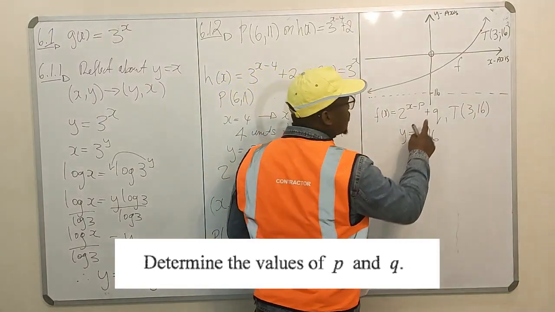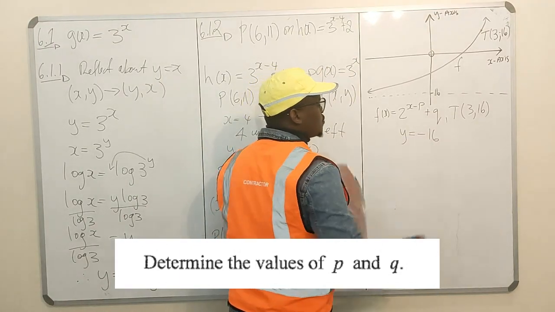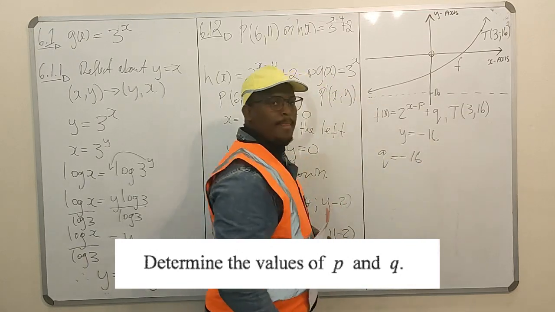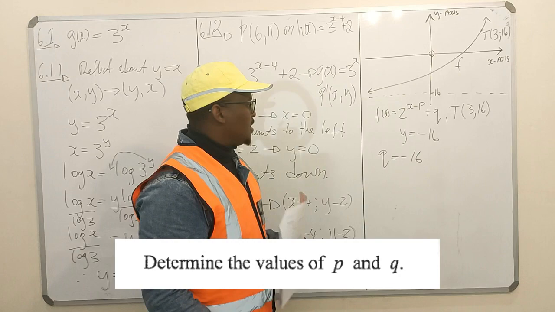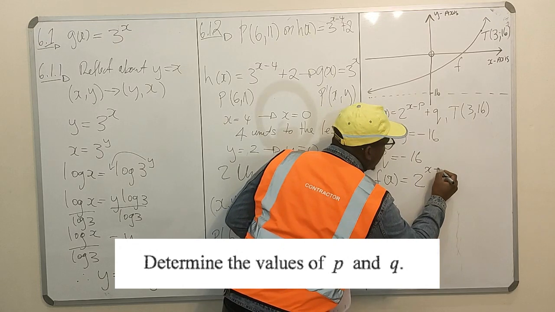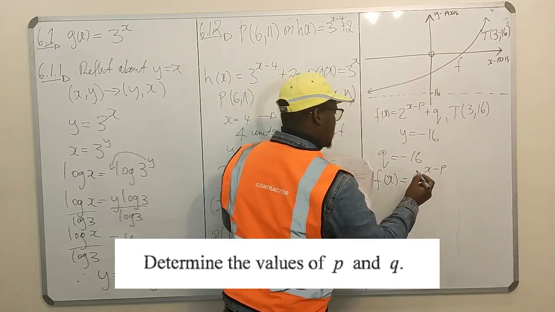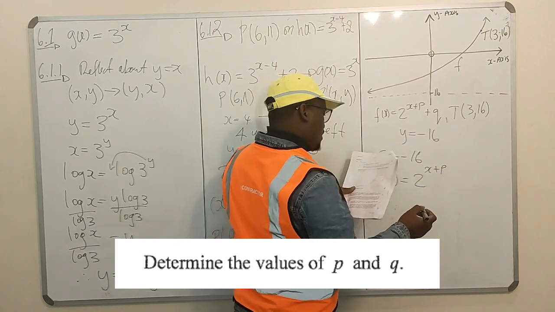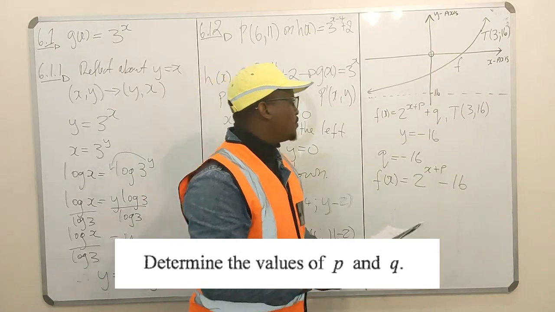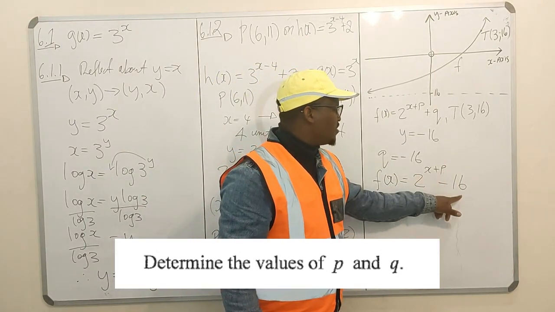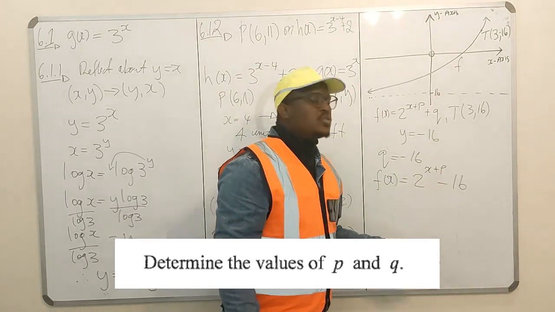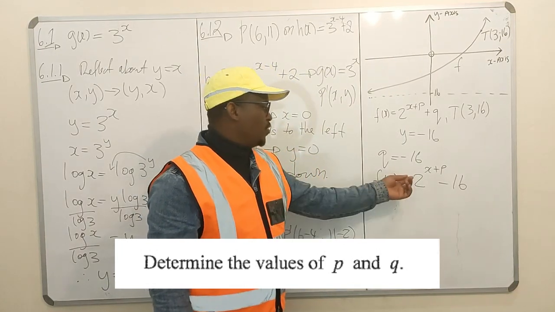You know what q is. Q is a horizontal asymptote, right? So therefore, you have a horizontal asymptote at minus 16. So your q is equal to minus 16. Done. Then now your equation is f of x is equal to 2 raised to x plus p, plus q. Our q is minus 16. So the only thing that we are left with to find is p. To find this p, we use any point that we have on the graph to find the value of p.